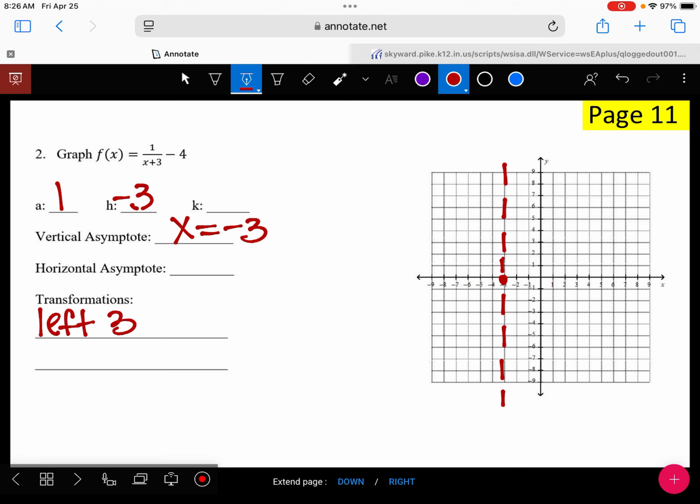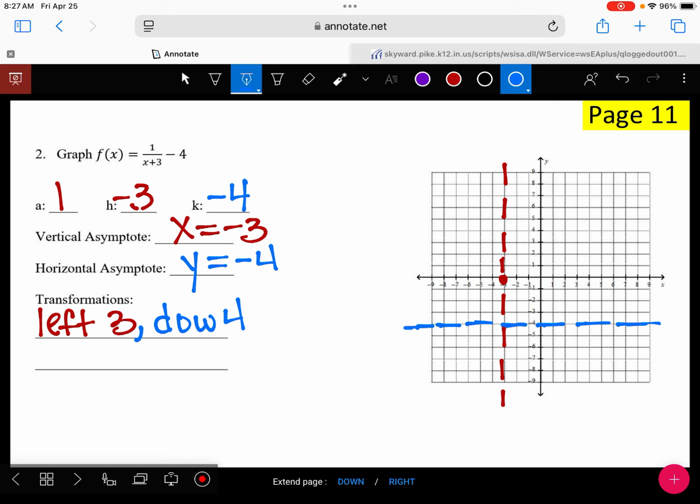Okay, so then your K value would be -4, which means it's going to go down 4. And my horizontal asymptote would be at y equals -4. So I'm going to find -4, and I'm going to draw a horizontal line right there.